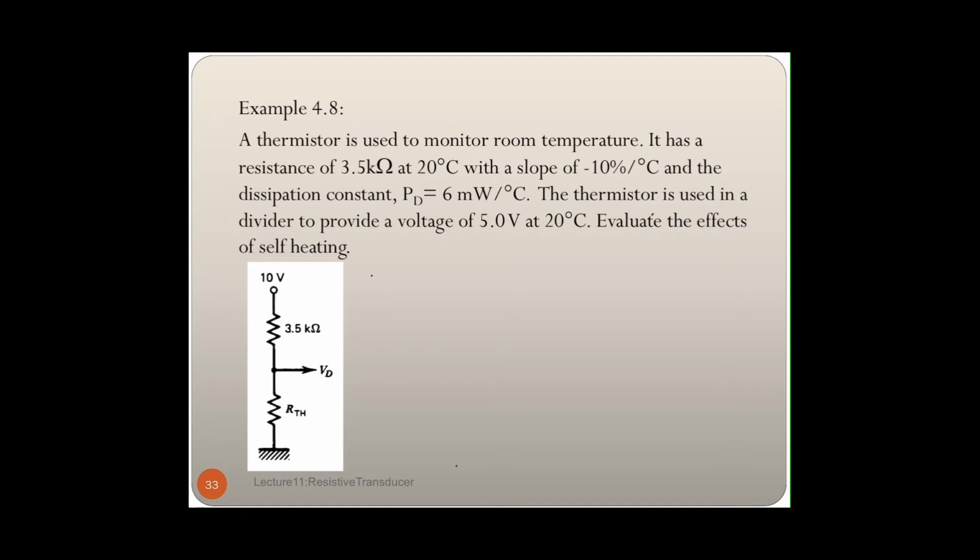Now, let's solve the problem for thermistor. A thermistor is used to monitor room temperature. It has a resistance of 3.5 kilo ohm at 20 degrees Celsius with a slope of negative 10% per degree C. And the power dissipation constant is given at 6 milliwatt per degree C.